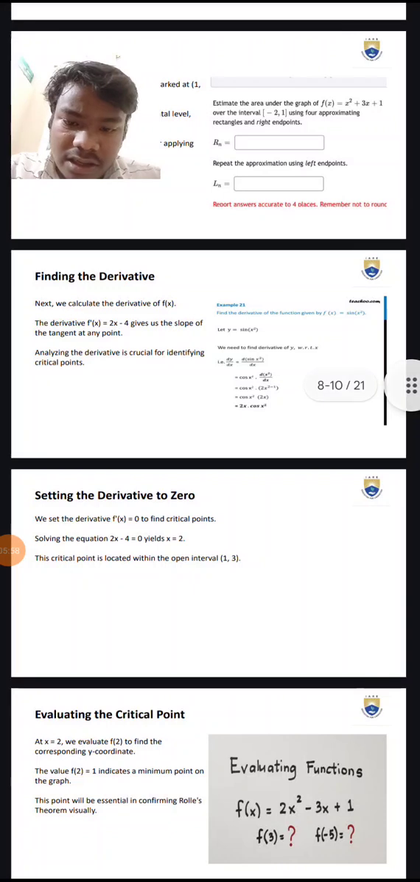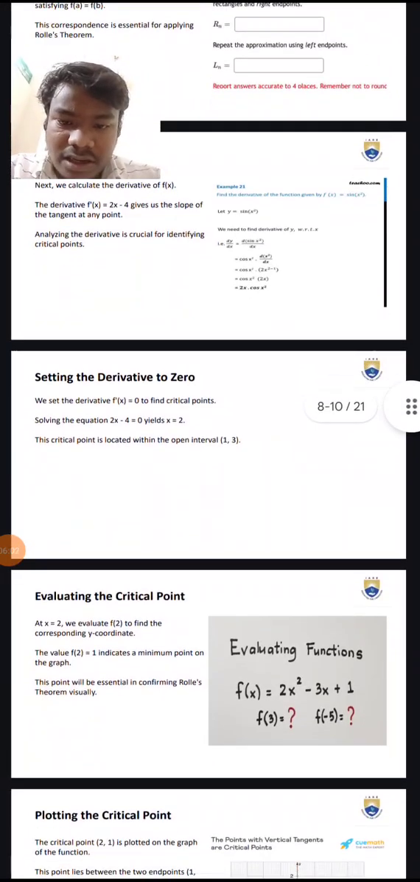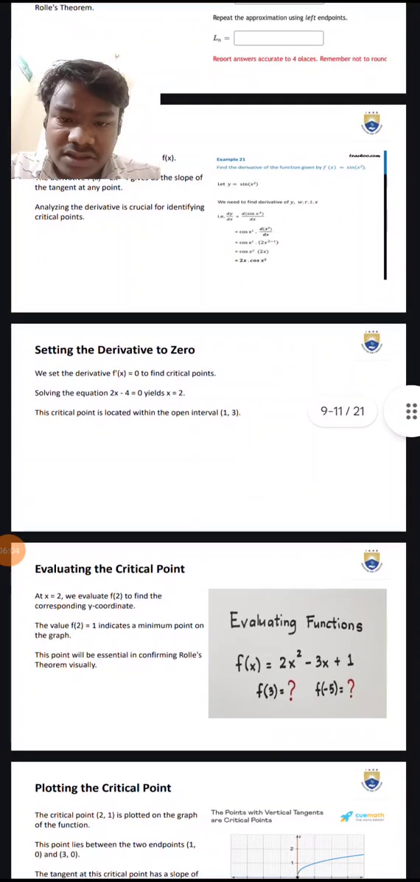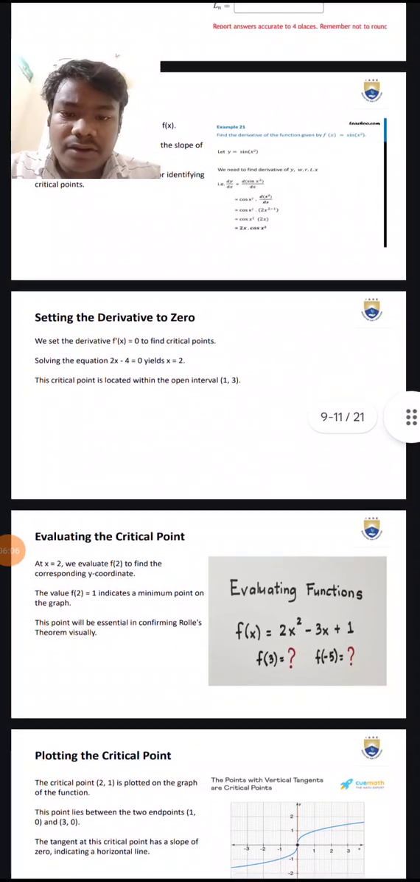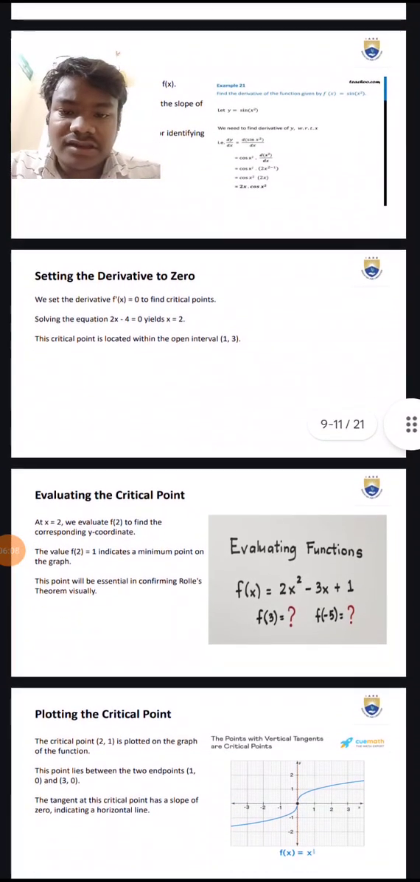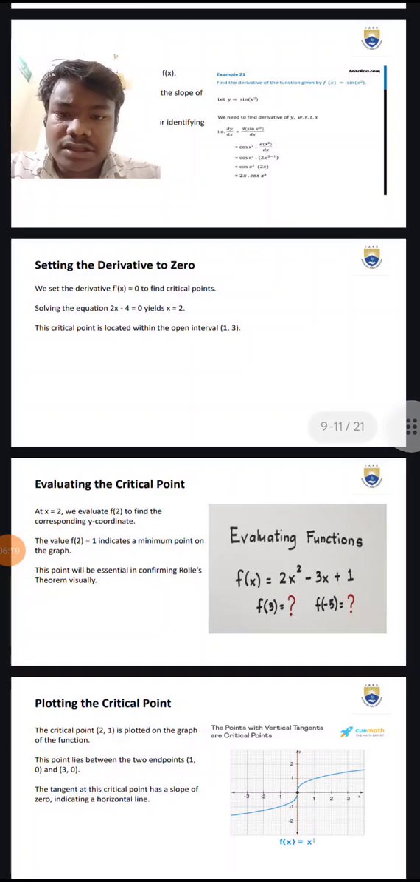Setting the derivative to 0. We set the derivative f dash of x equal to 0 to find critical points. Solving the equation 2x minus 4 equals 0 yields x equals 2. The critical point is located within the open interval 1 comma 3.